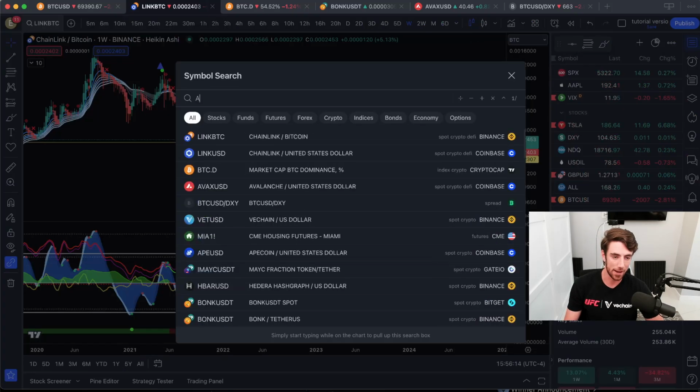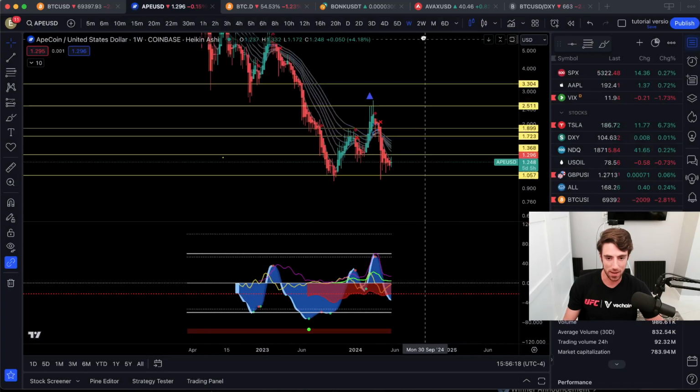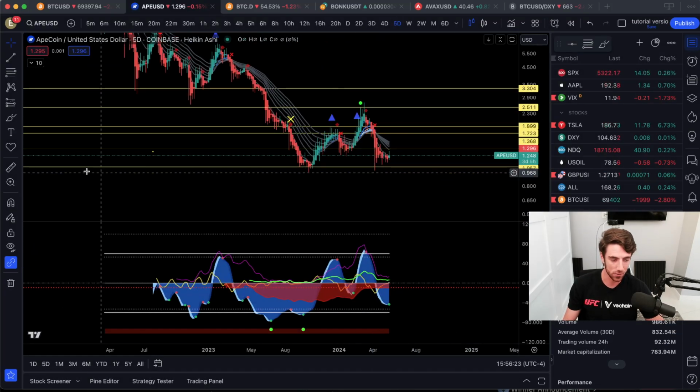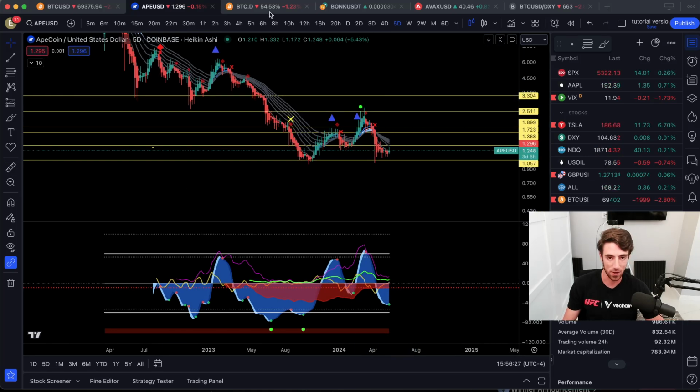Another one I've been keeping my eye on. The Bitcoin evaluation is abysmal, but ApeCoin, just that higher low, I think it's a good gamble right here. Risky, not financial advice, but I think it's a good gamble. Potentially jumping up 100%. It's a volatile one.